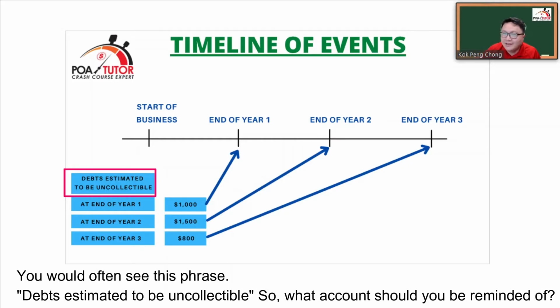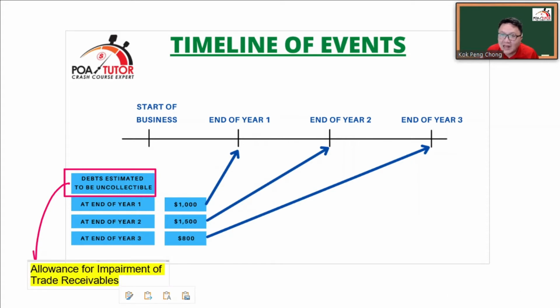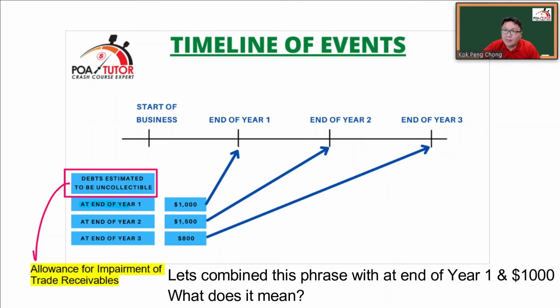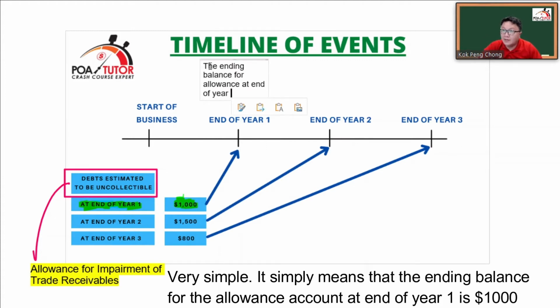You will often see this phrase: debt estimated to be uncollectible. So which account should you be reminded of? Allowance for impairment of trade receivable. Let's combine this phrase with "at end of year 1" and 1000. So what does that mean? Very simple. It simply means that the ending balance for the allowance account at end of year 1 is $1,000.